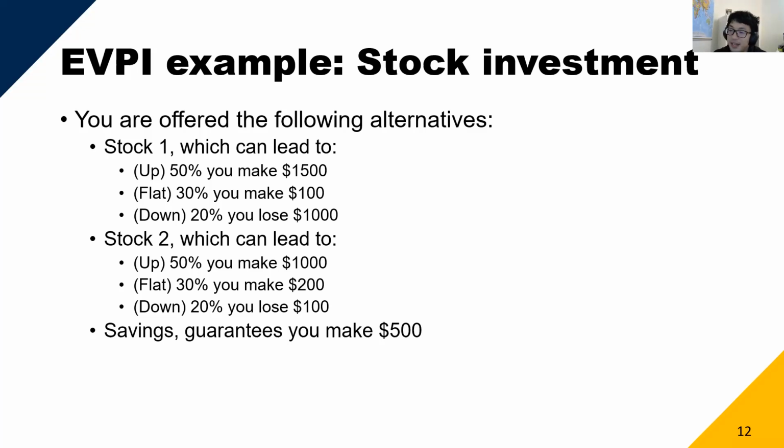So if we compare the stocks, stock one is a little bit more aggressive. You can have a higher payout, but it also is more volatile. So there is a larger quantity of loss if the stock goes down. And then there is the most conservative option, which is savings. And this just guarantees that you make $500. Okay, so what we're going to do is start out with our regular old decision tree.